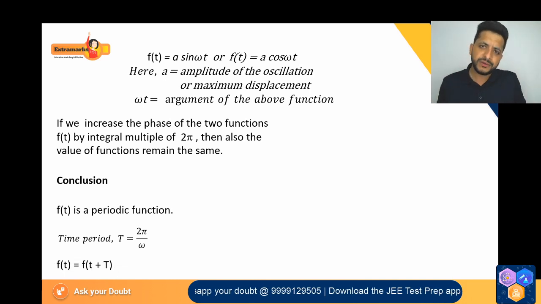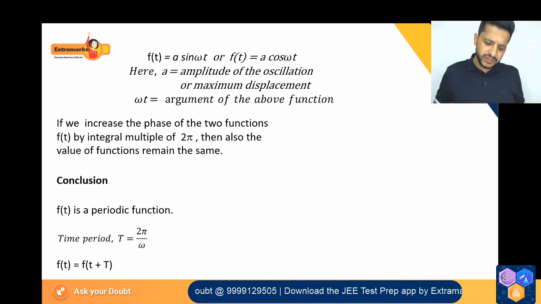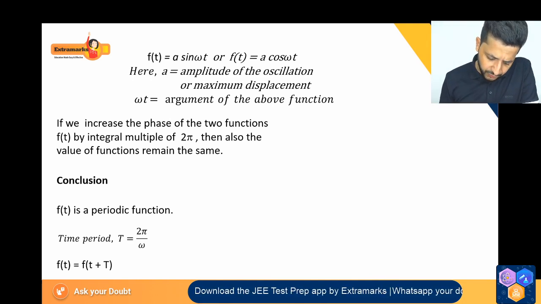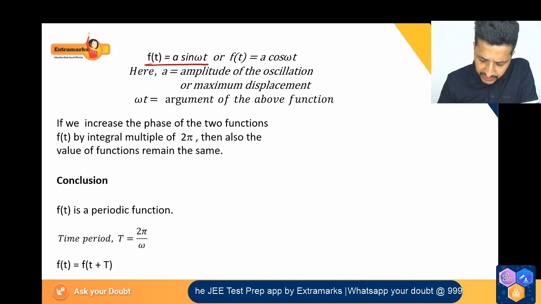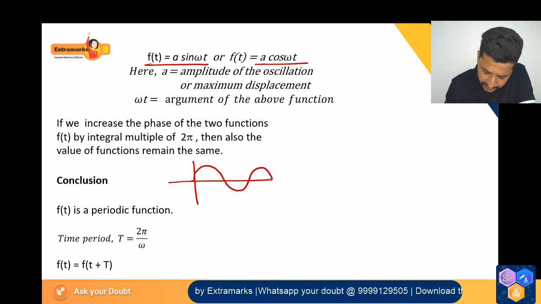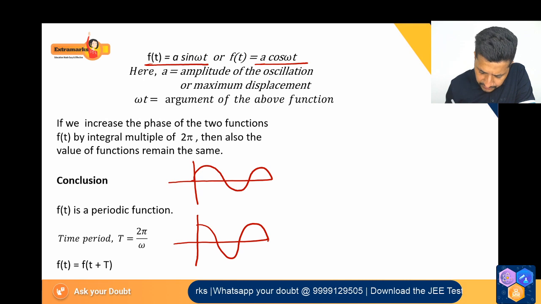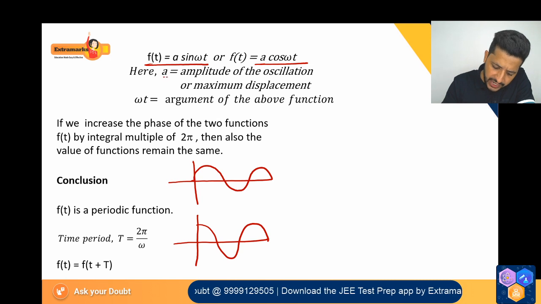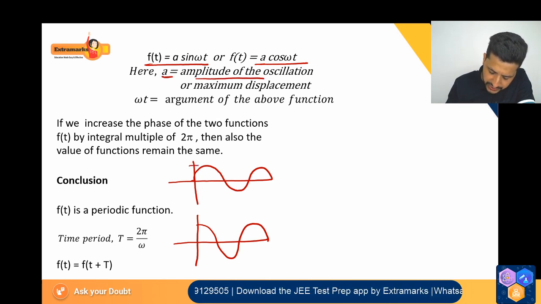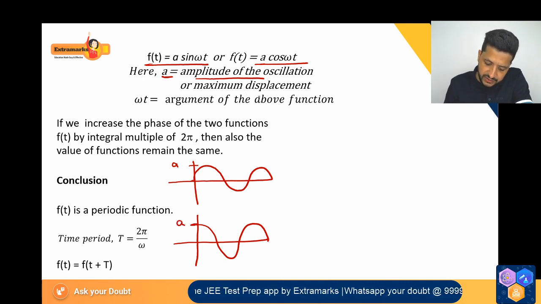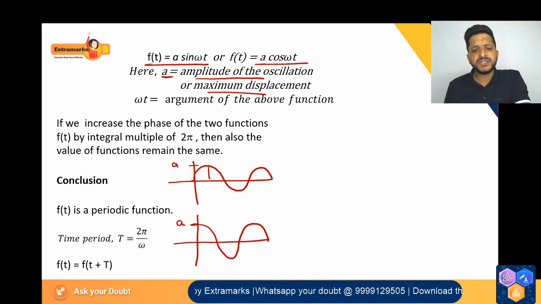So this is all the theory. Now let's see some examples of periodic SHM. I have a function here, f of t equal to a sine omega t or f of t equal to a cos omega t. You know what the graph of sine or cos is? This is the graph of sine. And what is the graph of cos? This is the graph of cos. Here small a is the amplitude of the oscillation, the maximum displacement from the mean position, that we know. Omega t is called the argument of the function.